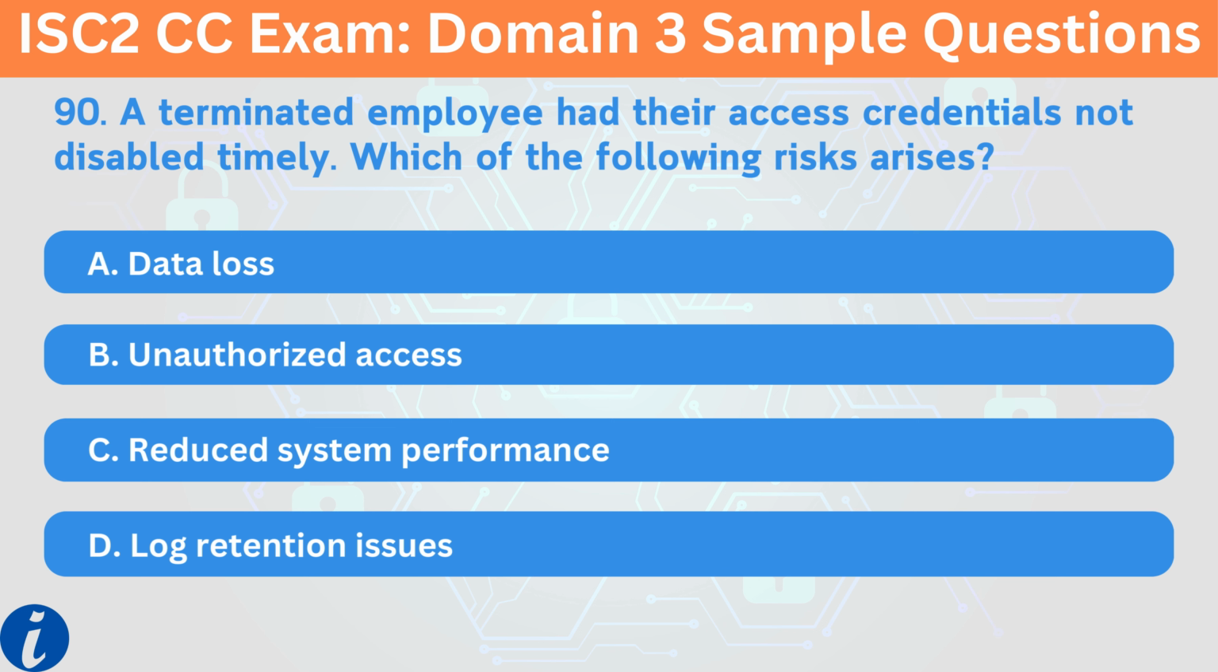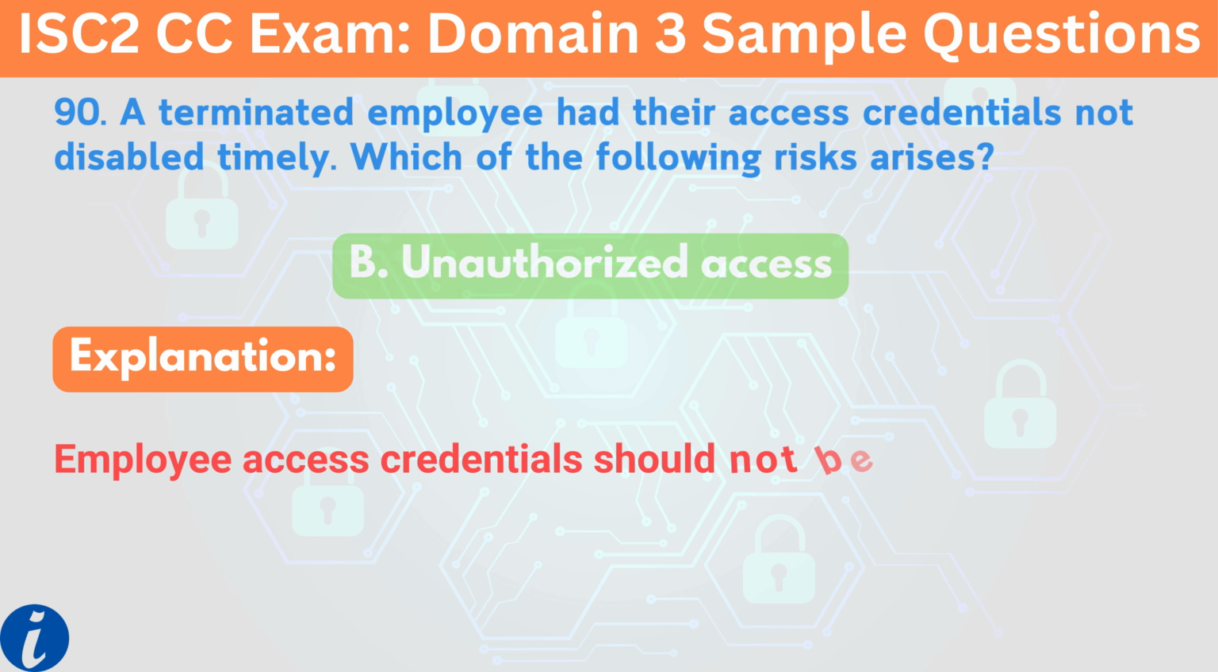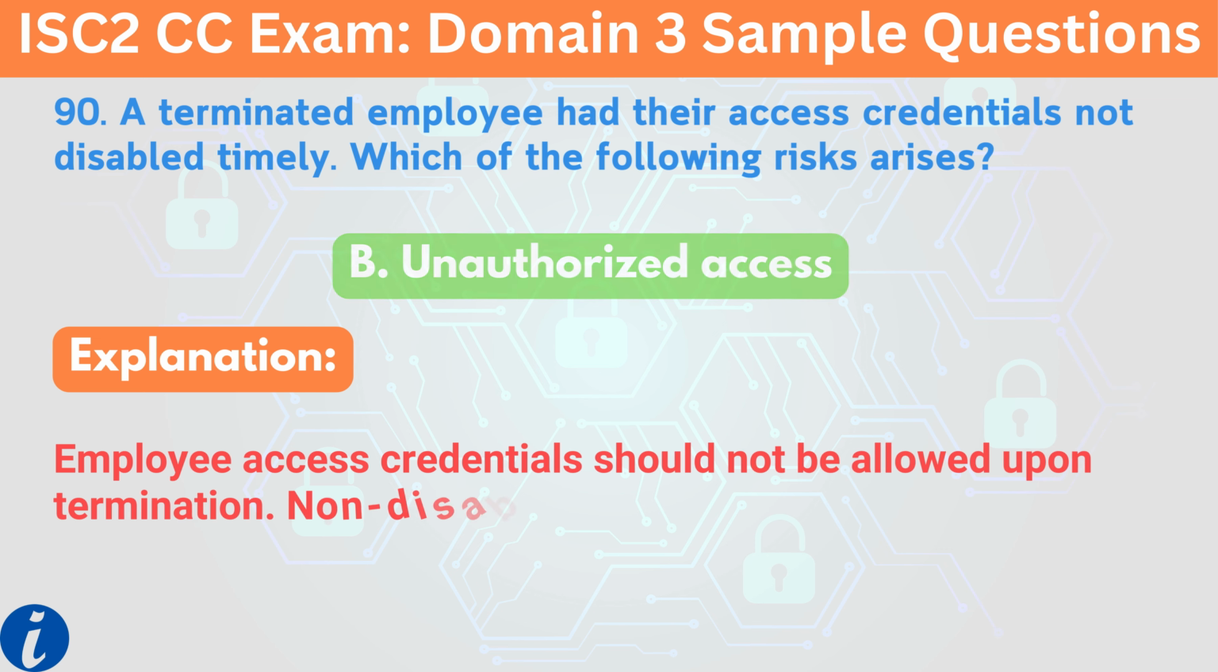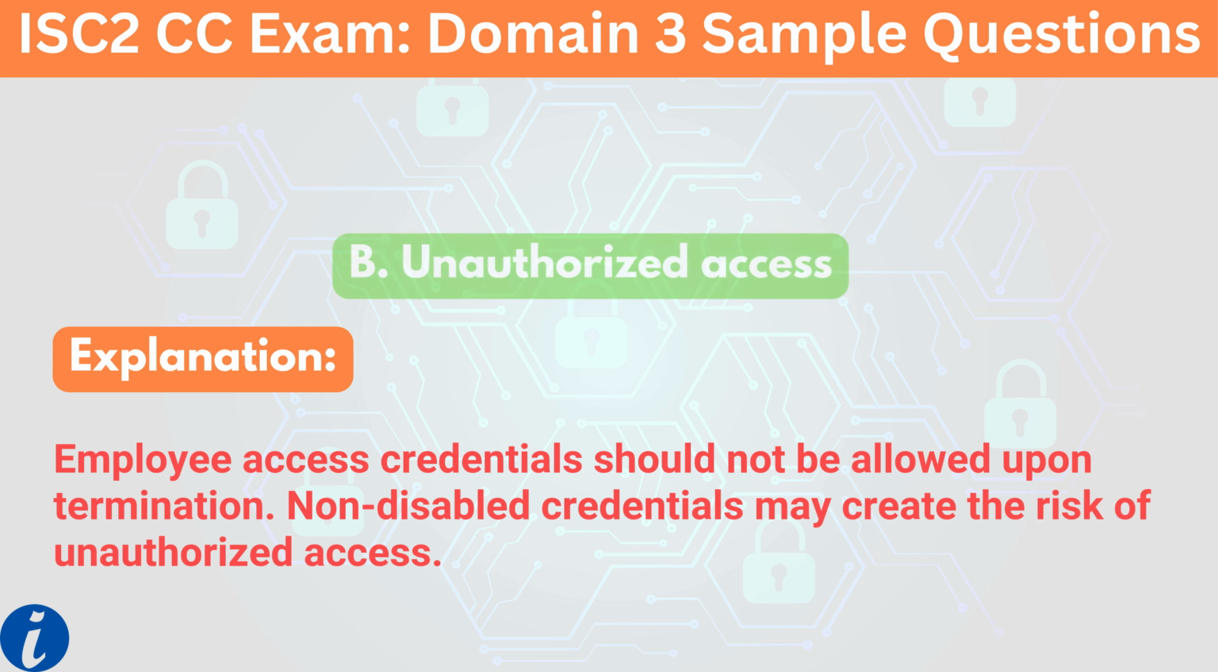Which of the following risks arises? A. Data loss. B. Unauthorized access. C. Reduced system performance. D. Log retention issues. The correct answer is B. Unauthorized access. Explanation. Employee access credentials should not be allowed upon termination. Non-disabled credentials may create the risk of unauthorized access.